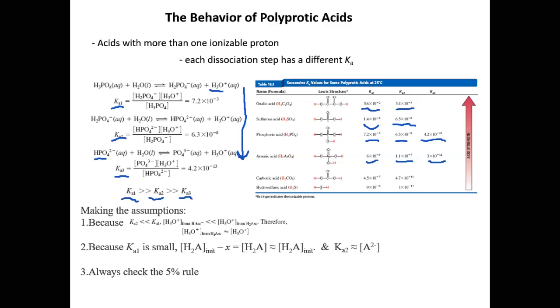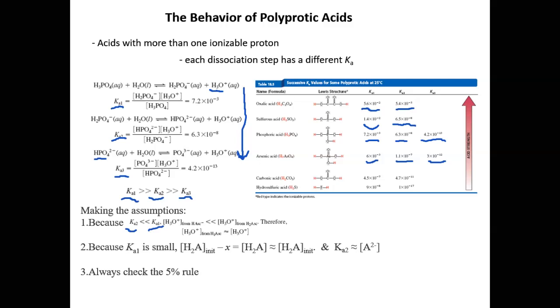Now, because Ka2 is so much smaller than Ka1, we can assume that all the protons are being produced in the first step. So the pH of the solution is dependent on the first step, not the second and third step.